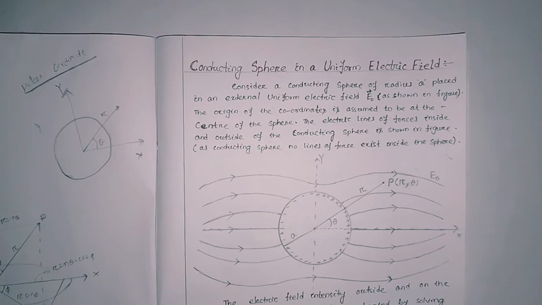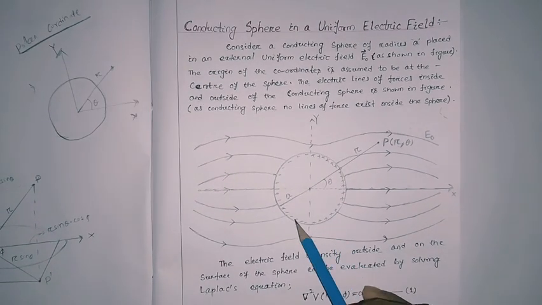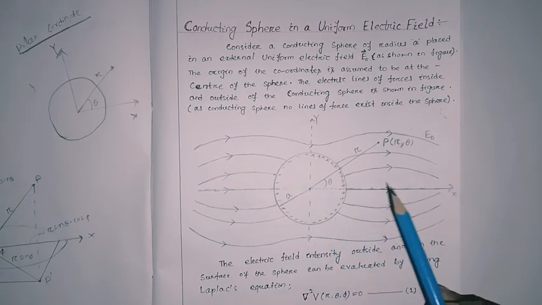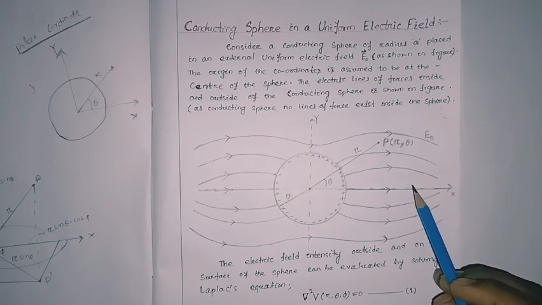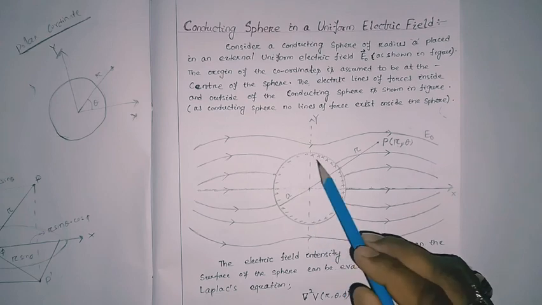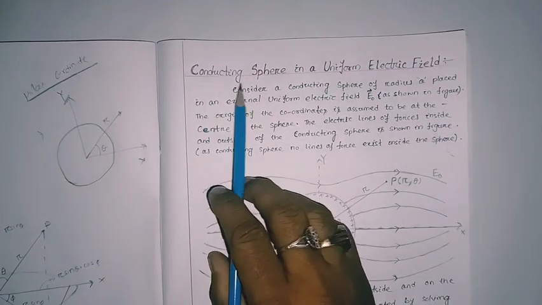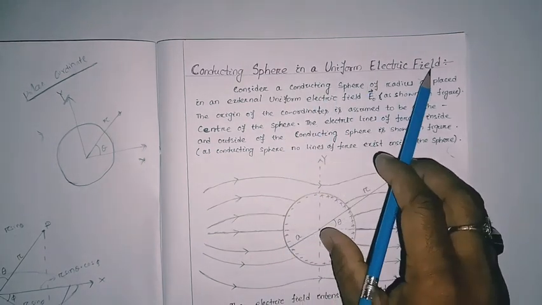Okay, hello everyone. In this video or lecture, we are going to discuss what the potential will be outside and inside a conducting sphere placed in a uniform electric field. So the topic name is conducting sphere in a uniform electric field.